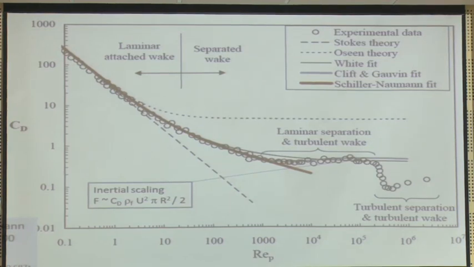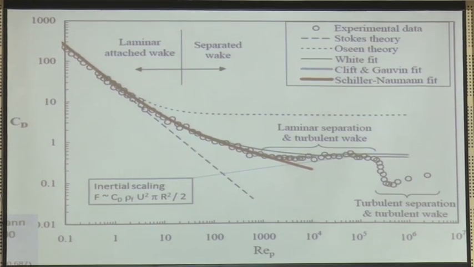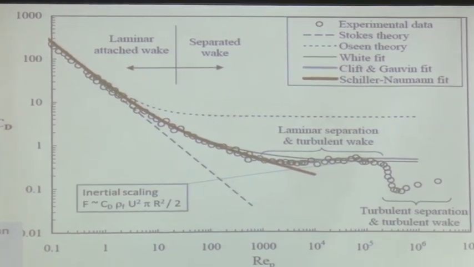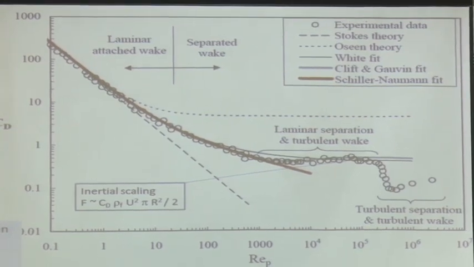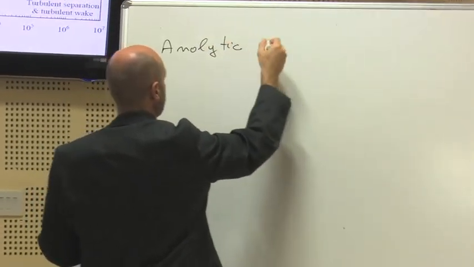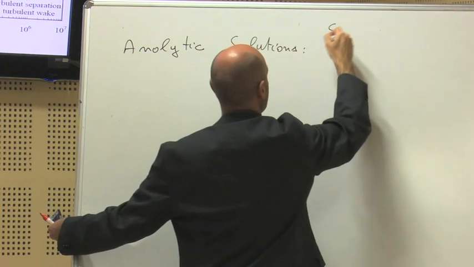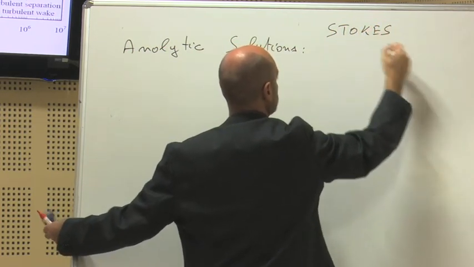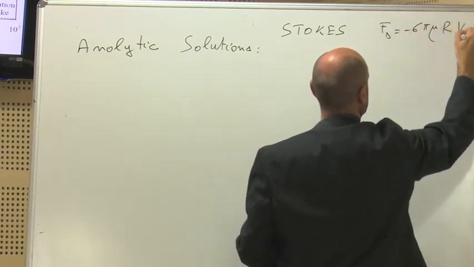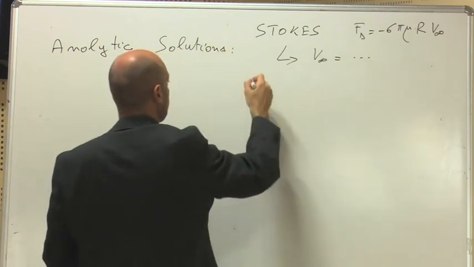So the last point I would like to show you is that you cannot get the analytic expression in between. So you have two analytic solutions. One is Stokes, which is something that we did. The other one is Newton.